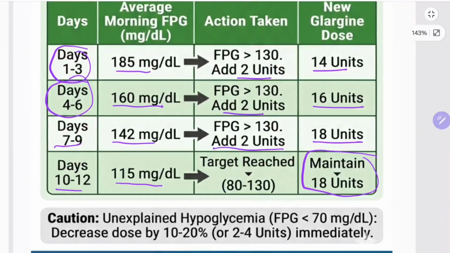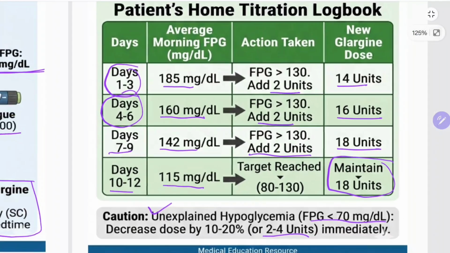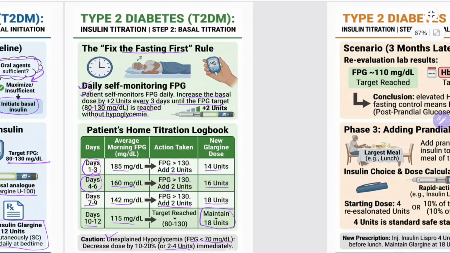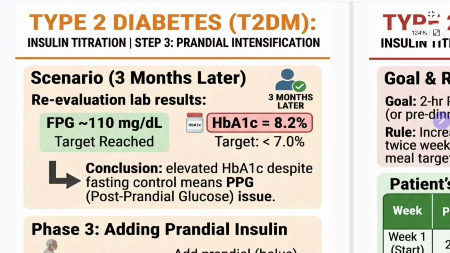Now one point: the patient should be informed that if he experiences any unexplained hypoglycemia, meaning the fasting plasma glucose falls below 70 milligram per deciliter, decrease the dose by 10 to 20% or 2 to 4 units immediately. This information should be given to the patient. So now we have achieved the target of fasting plasma glucose.